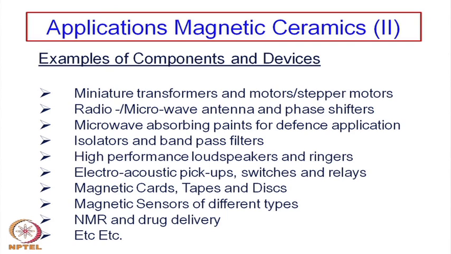Some ferrites can be painted on the surface of the metallic parts, and that is how the radar waves can be absorbed, and therefore, it cannot be seen by the other radars. So, detection becomes difficult if it is coated with some microwave absorbing paints, and these microwave absorbing paints contain some of the magnetic materials, particularly the ferrites.